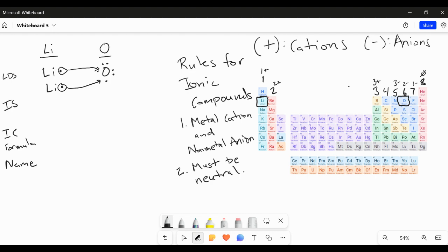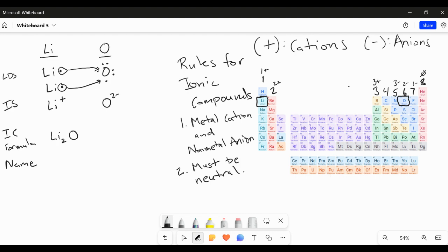So the symbol for lithium is going to be Li, and just like sodium, because it's in this first group, it's going to have a +1 charge. Oxygen, because it's in group 16 with 6 valence electrons, is going to have a 2- charge. Now, our ionic compound formula is going to be Li, and there's 2 of them.